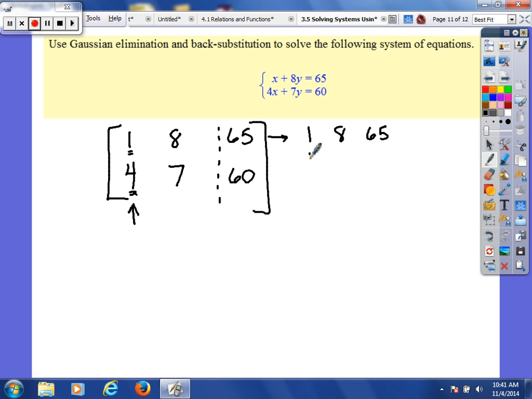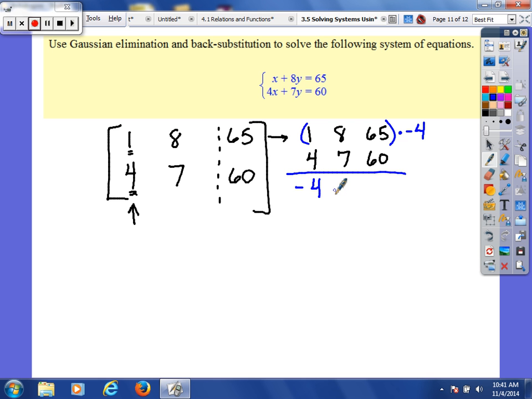I'm going to use it so that I can make the 4 a 0. So you got to think to yourself, what do I need to multiply 1 by to get rid of a 4? Well, hopefully you multiply by negative 4. You always do, it's the opposite. I mean, that's what makes it easy. It's just the opposite of what's there.